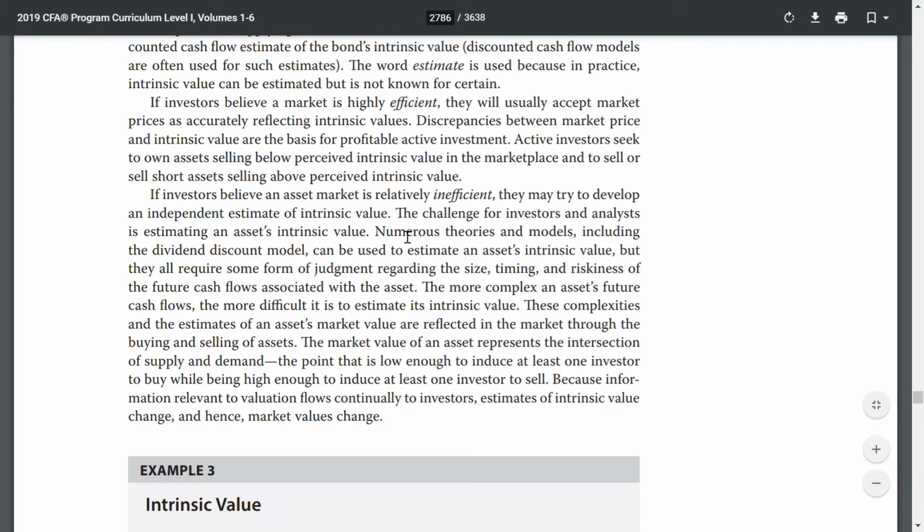Numerous theories and models, including the dividend discount model, have been used to estimate an asset's intrinsic value, but they all require judgment regarding the size, timing, and riskiness of the future cash flows associated with the asset. The more complex the asset's future cash flow, the more difficult it is to estimate the intrinsic value.